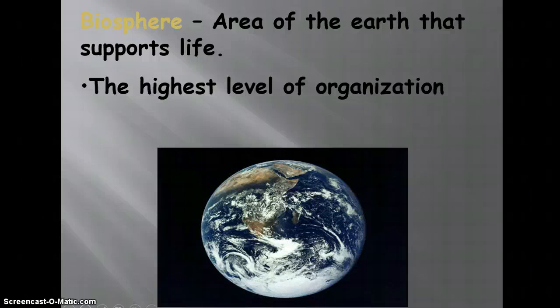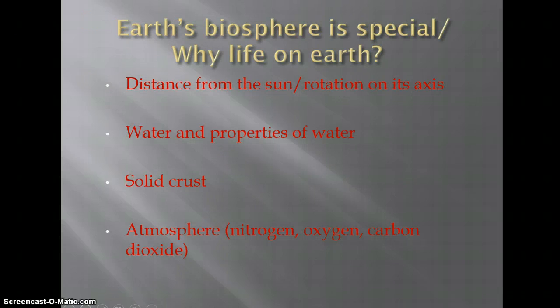And then the biosphere, the area of the earth that supports life. It has the highest level of organization. It has the most living creatures there. And the Earth's biosphere is very special because we have life. So why is there life on Earth and nowhere else that we know of? It's because we are that perfect distance from the sun. We don't burn up. We're not too cold. We have water. We have a solid crust. And we have this atmosphere that is perfect for life.